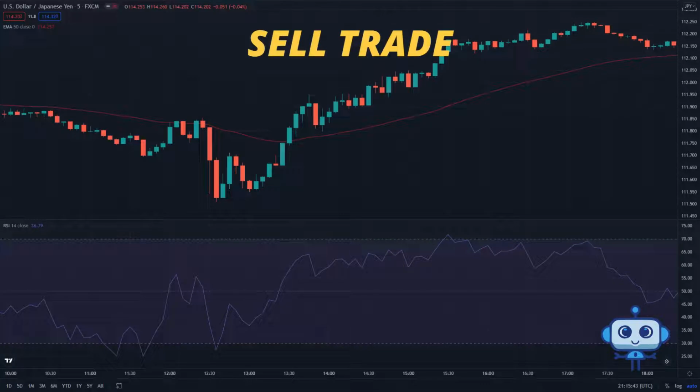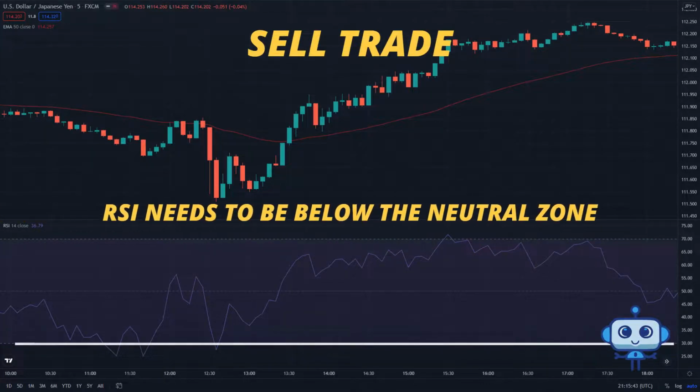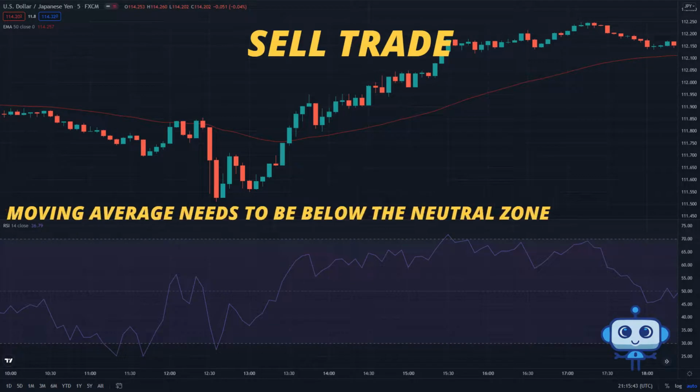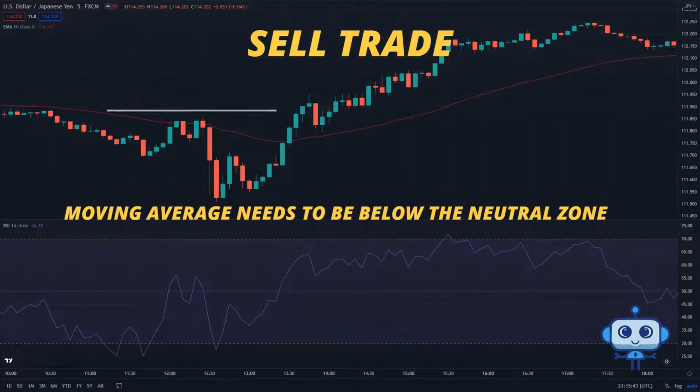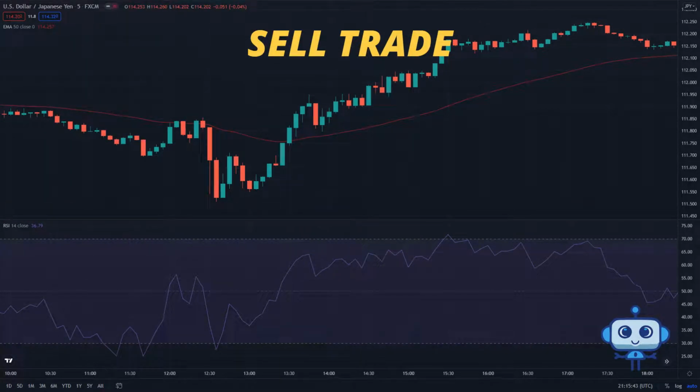To place a sell trade using our strategy, the RSI needs to be below the neutral zone, and the moving average needs to be above the current price. Having the RSI below the neutral zone indicates that the market is headed lower, and having the moving average line above the current price is an indication of a resistance area. The stop loss in this trade will be above the moving average line. The take profit will be when the RSI line reaches near the oversold zone.